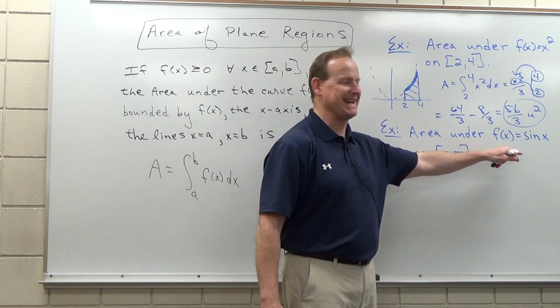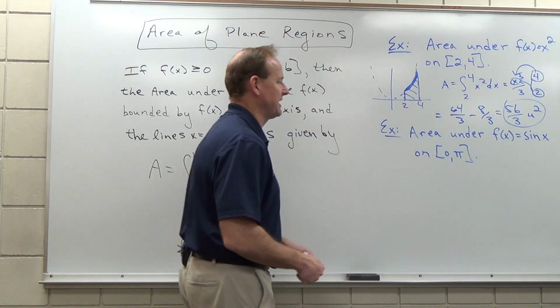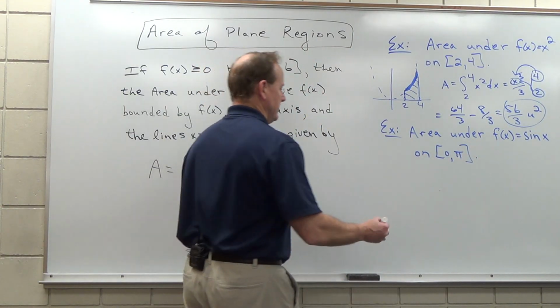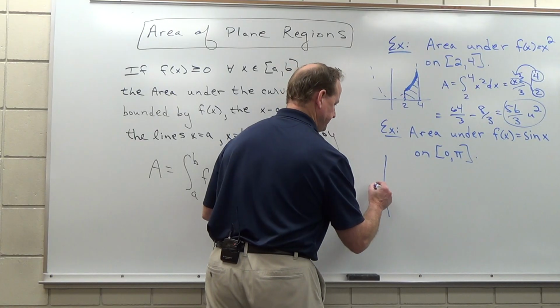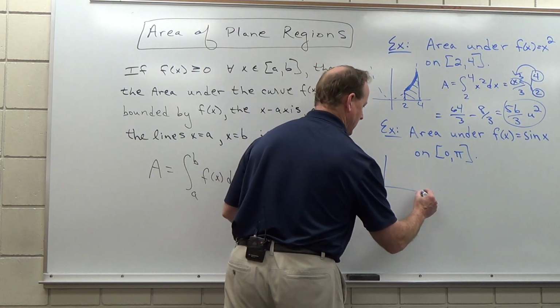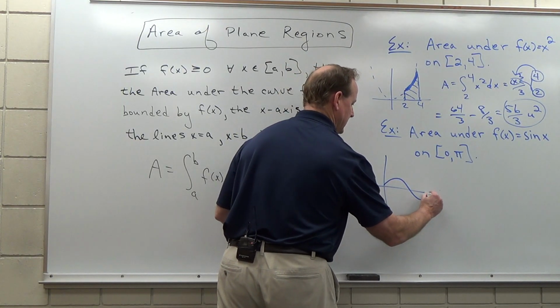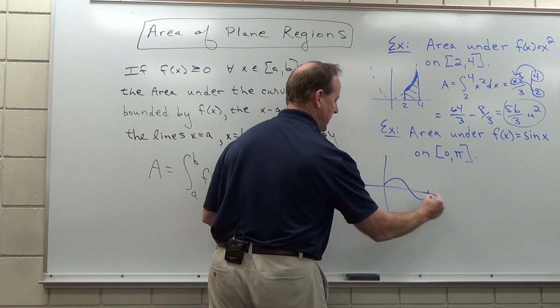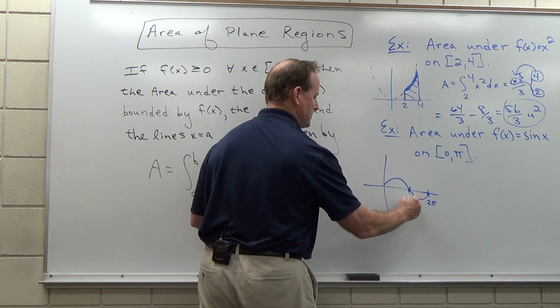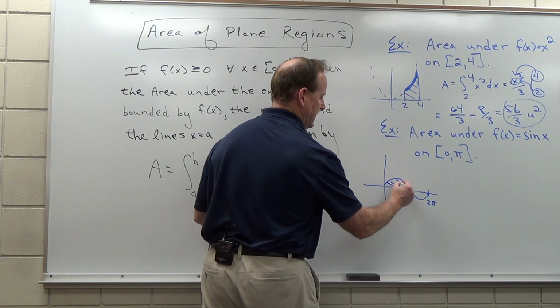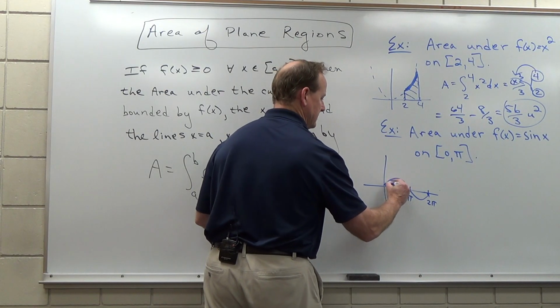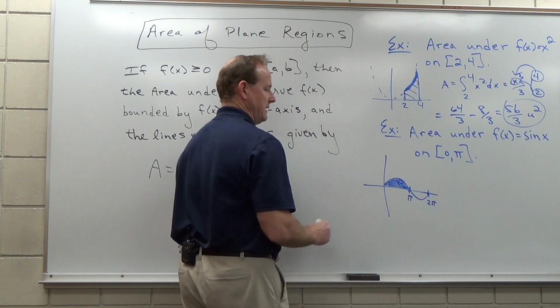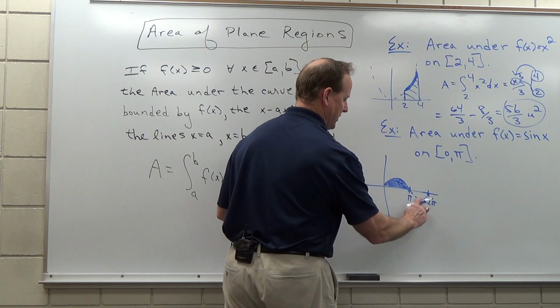Now let's look at the next example, f of x equals sine of x on 0 to pi. So notice 0 to pi for sine of x. If I do this sine graph right here, that actually goes over to 2 pi, which I don't want to go that far. So here's pi right here. So really, I'm looking for this area right here. So what's the area under that curve from 0 to pi? I don't need that part yet.